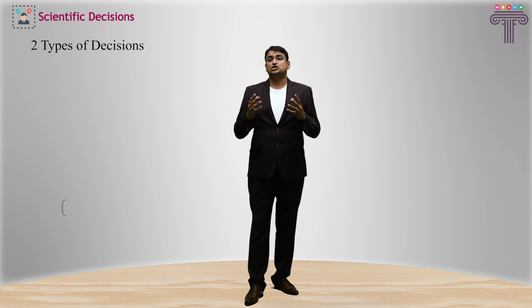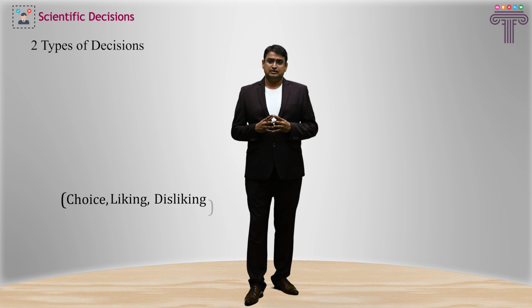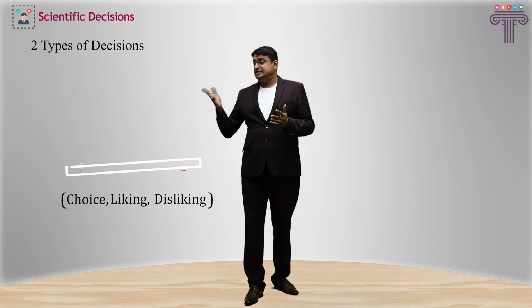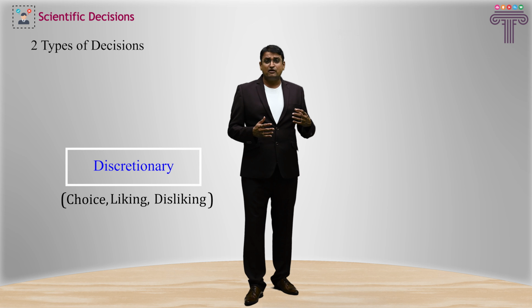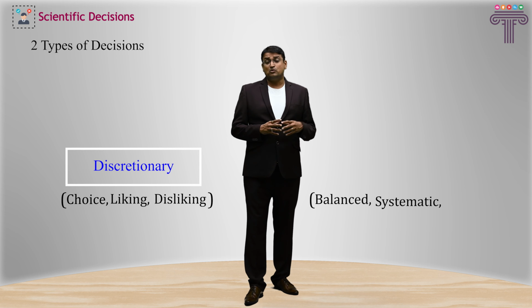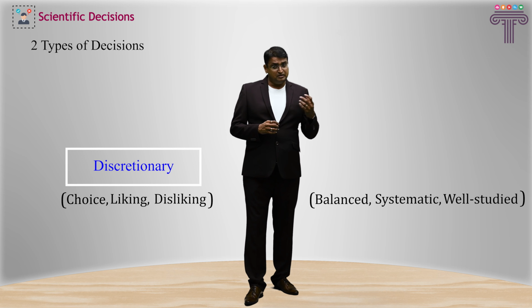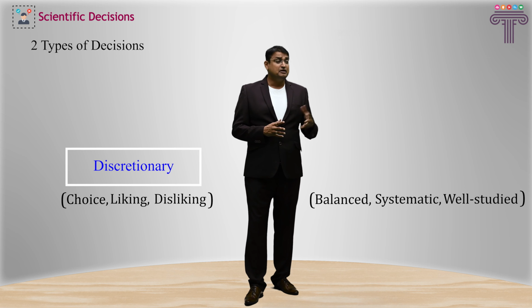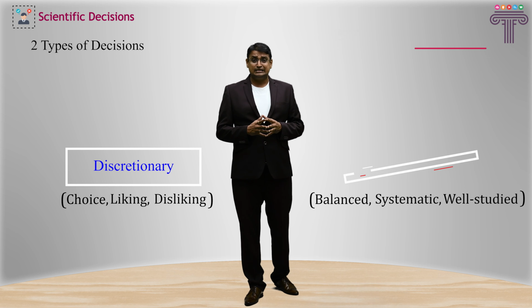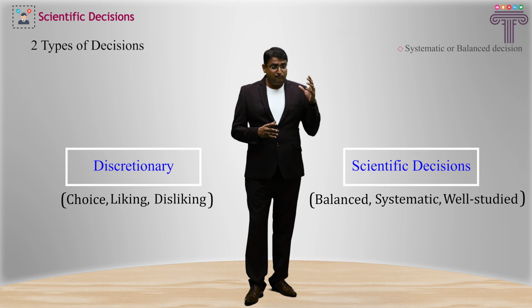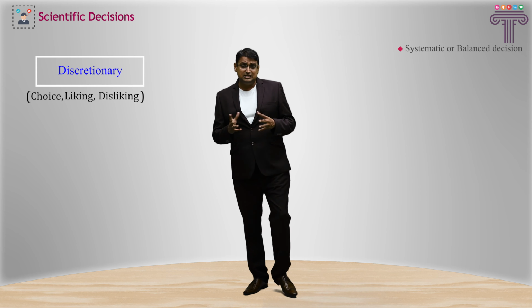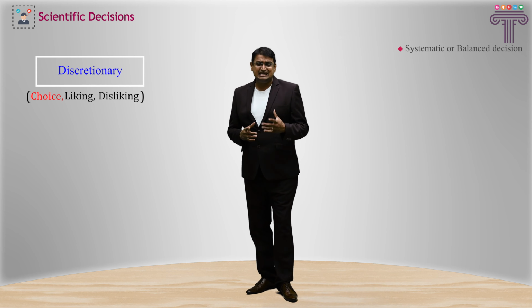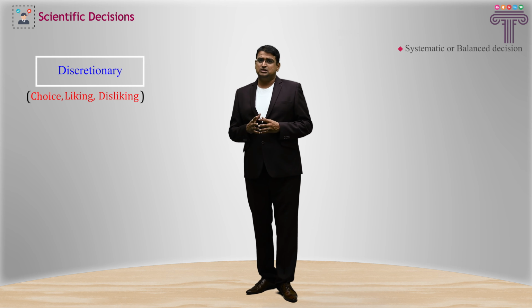One, with our choices, with our liking, disliking. These decisions are called discretionary decisions. On the contrary, there are certain decisions that are very balanced, very systematic, very well studied. Use of a lot of guidelines or principles has been taken in it. Well, these decisions are called scientific decisions. So before going into scientific decisions, let's have an example of discretionary decisions. Decisions based on your choices, liking, disliking, your whims or fancies.